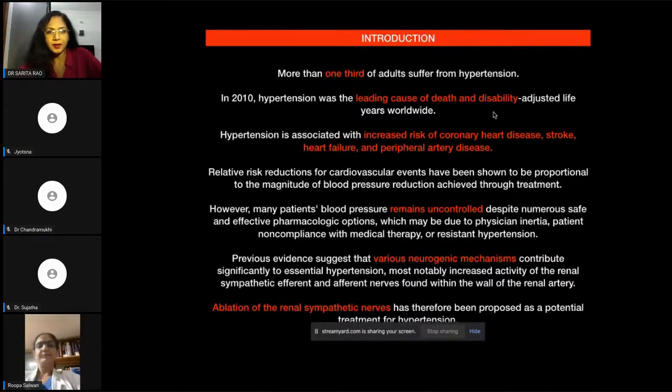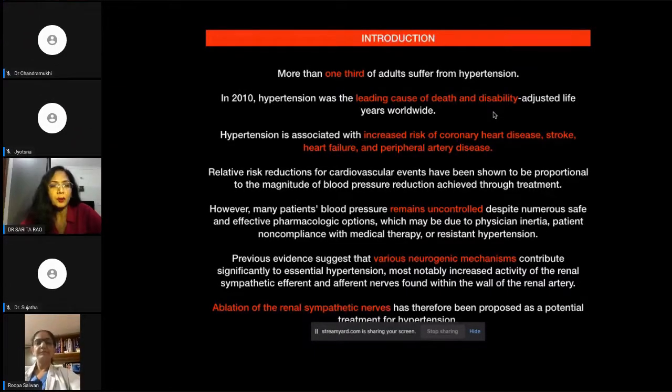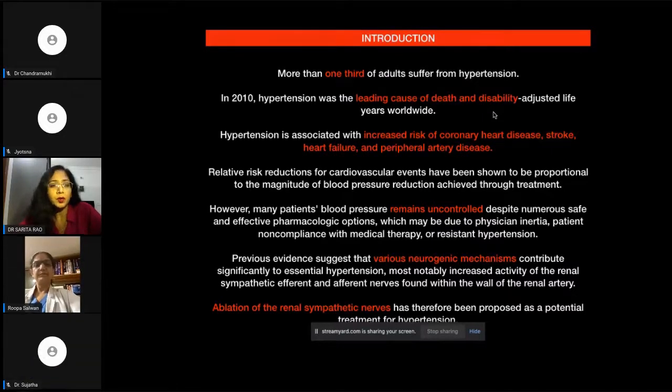A third of our adults suffer from hypertension. Now, way back in 2010, hypertension was the leading cause of death and disability worldwide, and it is associated with an increased risk of coronary heart disease, stroke, heart failure, and peripheral artery disease. And the relative risk reduction for cardiovascular events has been shown to be proportional to the magnitude of the blood pressure reduction achieved through treatment. However, in spite of everything that we do, many patients' blood pressure still remains uncontrolled despite the numerous safe and effective pharmacological options which we have.